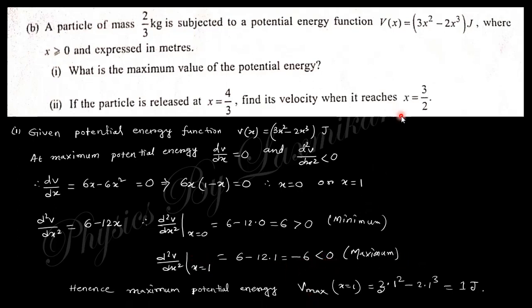So if you want to find out the Bmax at x equal to 1, this will give you like that. So just put this value x equal to 1 in this format. So you will obtain this maximum energy is 1 joule. Go to the next one.